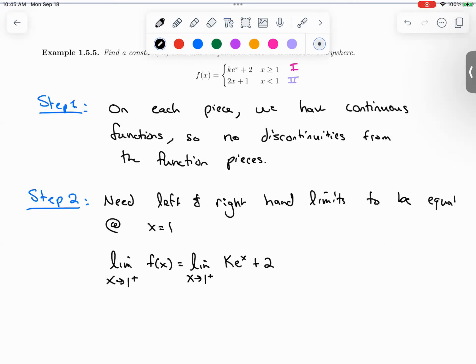It doesn't matter. So we can just take the limit of this because e, you can just plug in values into e. E doesn't have anything where you're dividing by 0 or anything like that. So we'll just plug in the value for x. K is just treated as a constant in its eyes. So this becomes k e to the first power plus 2, or just k times e plus 2.